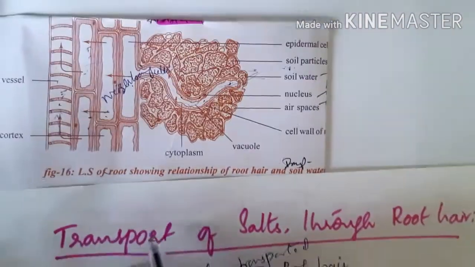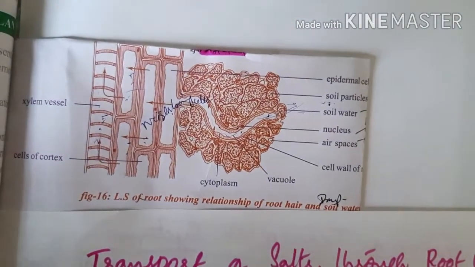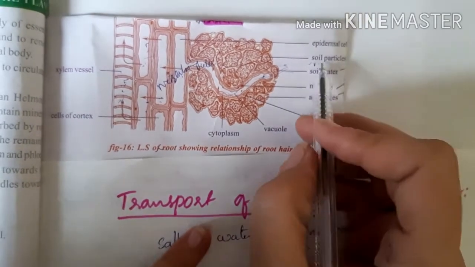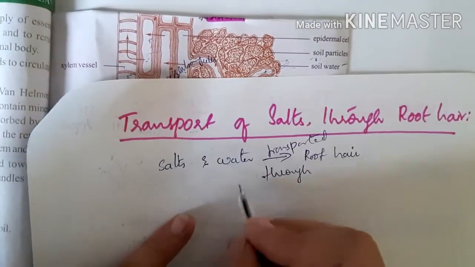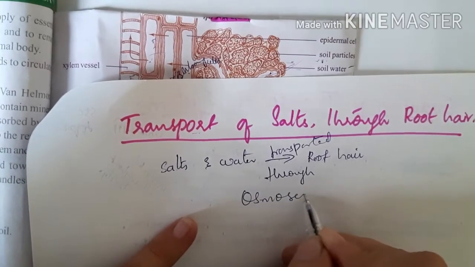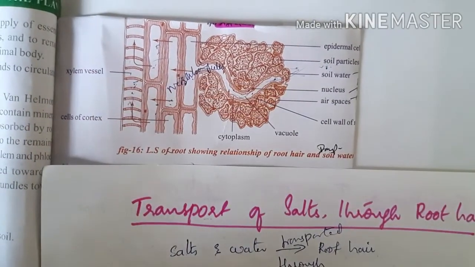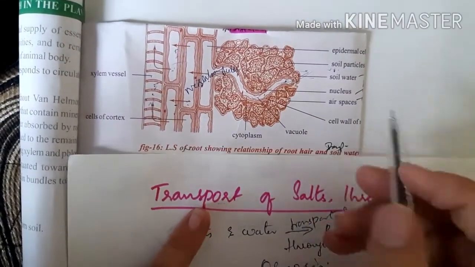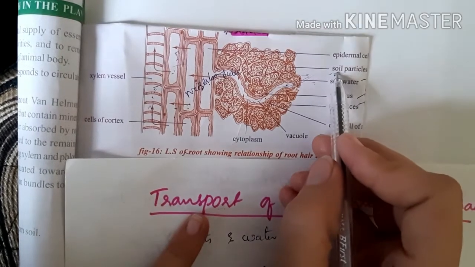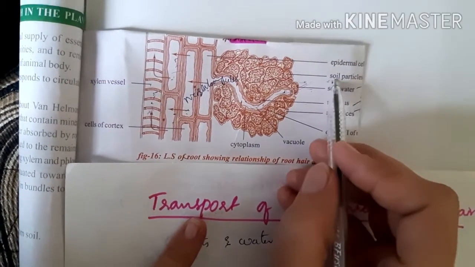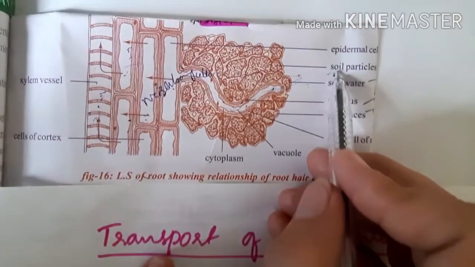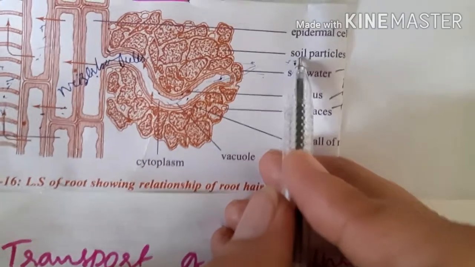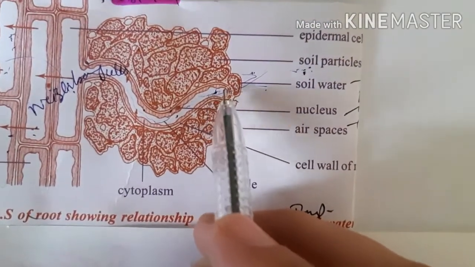I repeat again. In today's class we are discussing the transport of salts and water through root hair, and the process by which it is transported is osmosis. Soil water is more dilute than the water inside the vacuole.